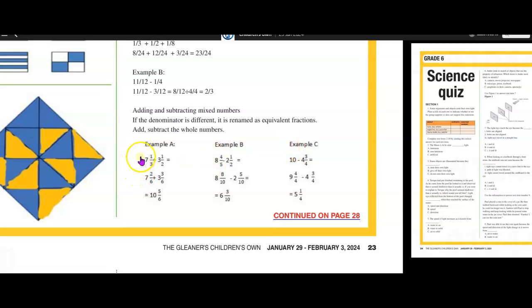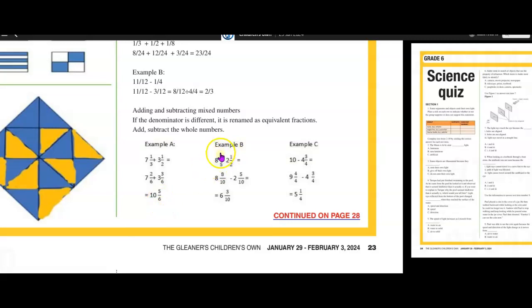So we have 7 and 1/3 plus 3 and 1/2. So the LCM here would have been 6. The equivalent fraction for a third would be 2/6. The equivalent fraction for a half would have been 3/6. And we would have 7 and 3 giving us 10, and 2 and 3 giving us 5. And we keep the denominator 6. So we would have 7 and 2/6 plus 3 and 3/6, giving us 10 and 5/6.